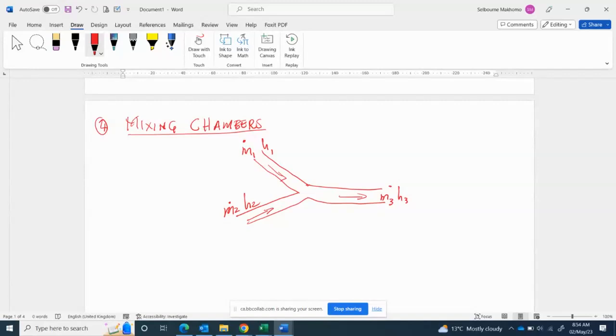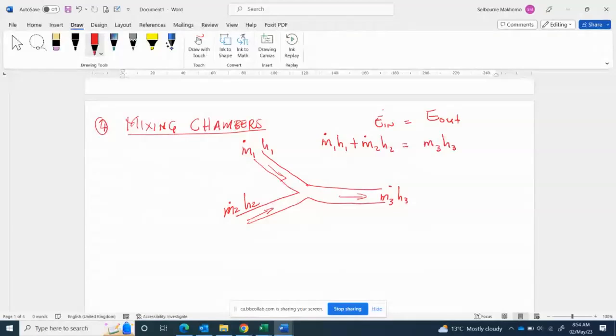So the energy in, we said that the energy in is equal to the energy out for a mixing chamber. Energy in is going to be the mass flow rate at 1 multiplied by enthalpy at 1 plus the mass flow rate at 2 multiplied by enthalpy at 2 is equal to the mass flow rate at 3 multiplied by enthalpy at 3.